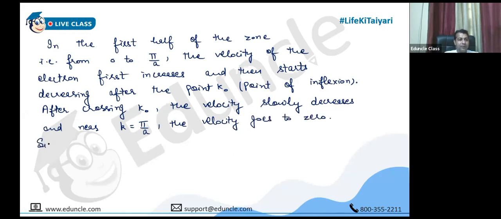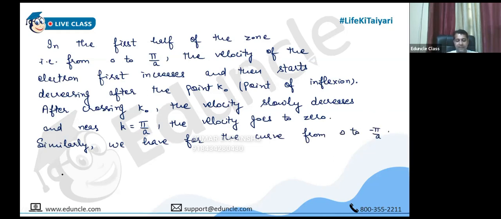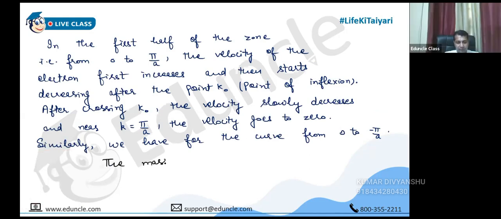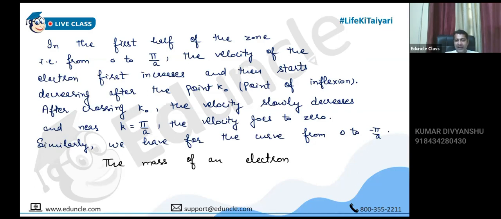Okay. Similarly, we have for the curve from 0 to minus pi by a. Please check. Is it clear? Yes, sir. You can write these lines also. The mass of an electron. So this was a strange thing about the velocity of the electron in the lattice. Exactly as we said in the beginning, whenever the electron is moving inside the crystal, these things have a different meaning. So we have seen that the velocity is different from the velocity of a free electron. The electron is behaving totally in a different manner, as if it is a totally different particle, isn't it? Clear?